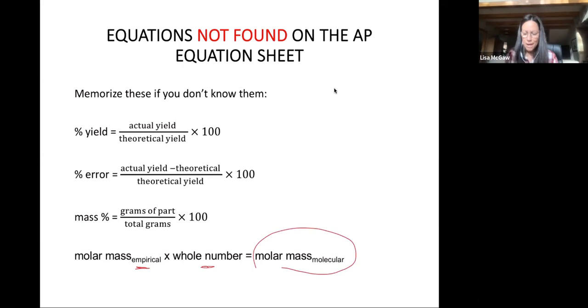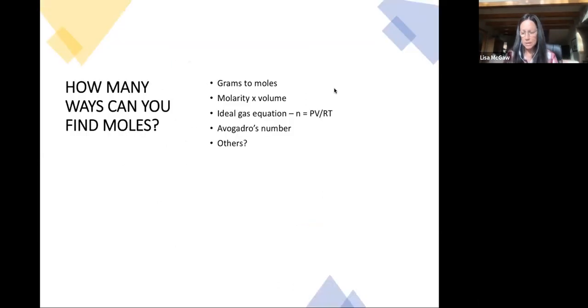So moles are everywhere. They're kind of like ubiquitous, right? In chemistry, they're in basically every chapter that you're going to do. So can you think of any other ways besides grams to moles, molarity times volume, the ideal gas equation, Avogadro's number? Is there any other way that you might think of coming up with moles? Anybody else have a different idea? You can chat it in the chat box, and then John can tell me. I don't see the chat when I'm doing this kind of presentation.